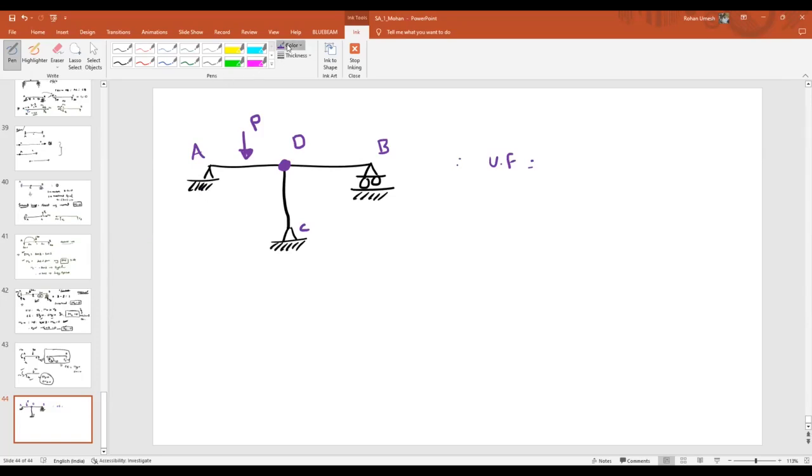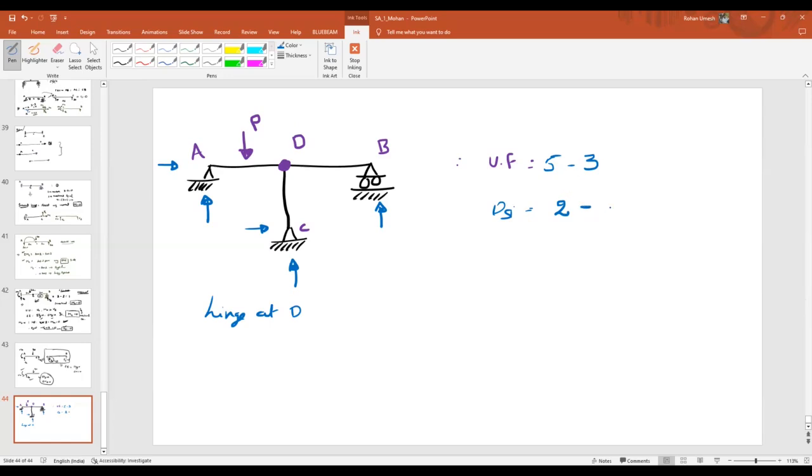2. Upward and horizontal. At C also, 2 might be possible. And at B, 1. So total, how many? 5, sir. 5 unknowns, 3 equilibrium equations. So total indeterminacy is 2. But how many additional equations do we have? We have an additional hinge at point D. Yes, sir. That means how many extra equations will we have?